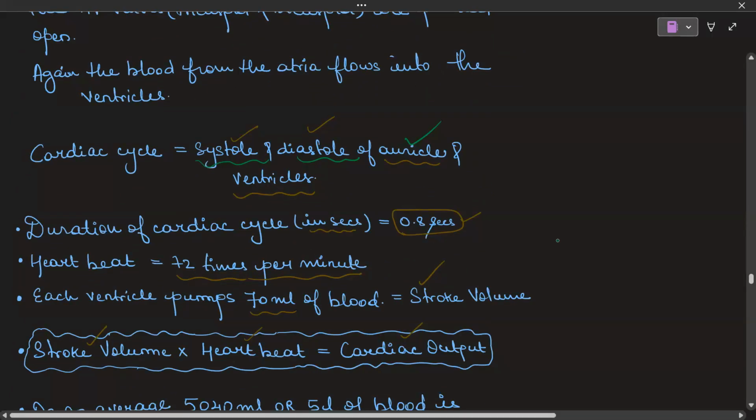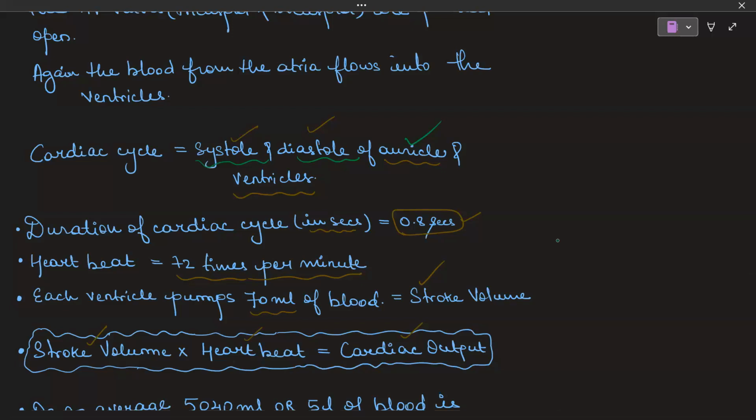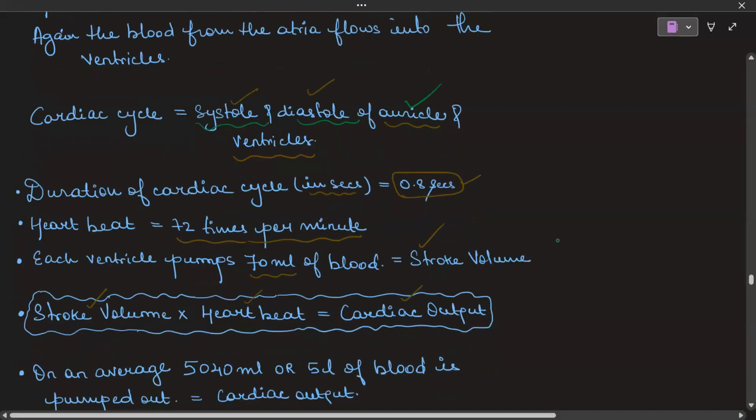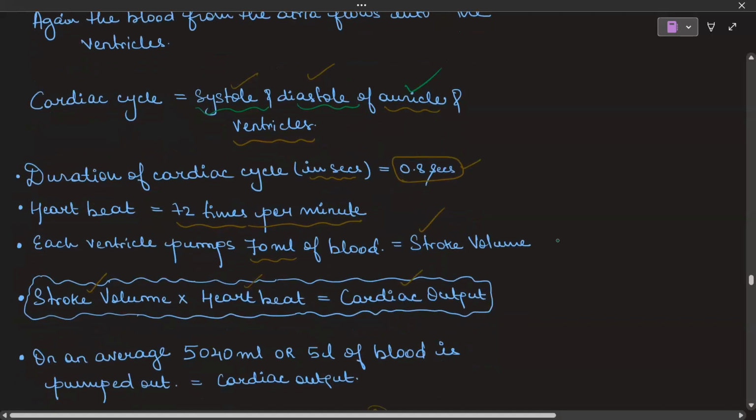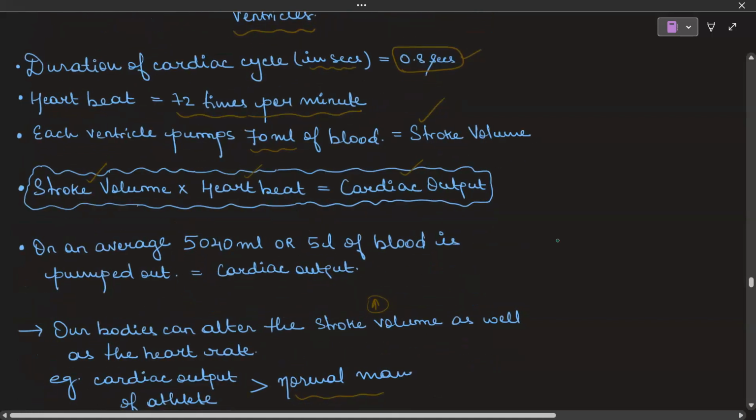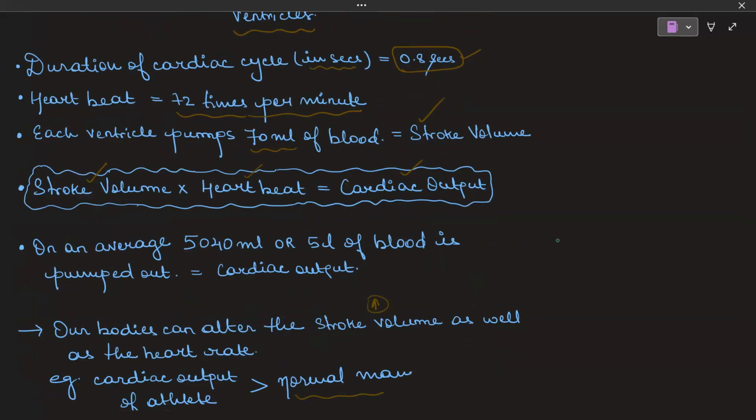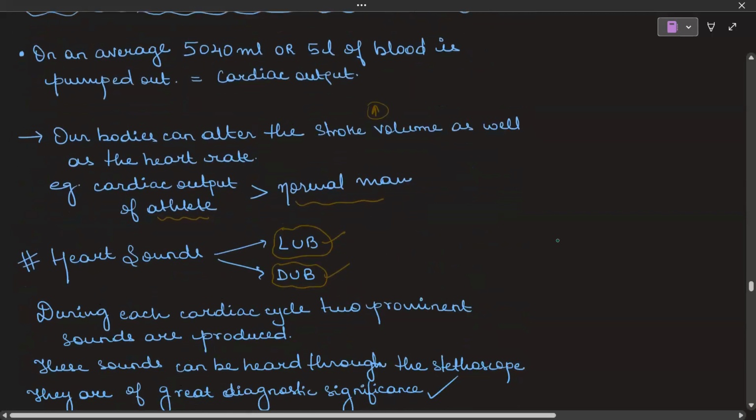The duration of the whole cardiac cycle is 0.8 seconds. The heartbeat is 72 times per minute. Now, each ventricle pumps out 70 milliliters of blood, which is known as the stroke volume. If we multiply the stroke volume by the heartbeat, we get the cardiac output. On an average, 5 liters of blood, or 5040 milliliters, is pumped out, and this is the cardiac output.